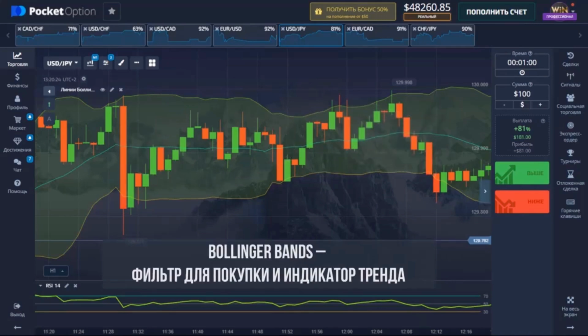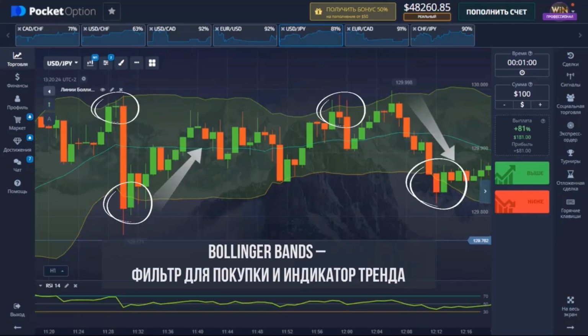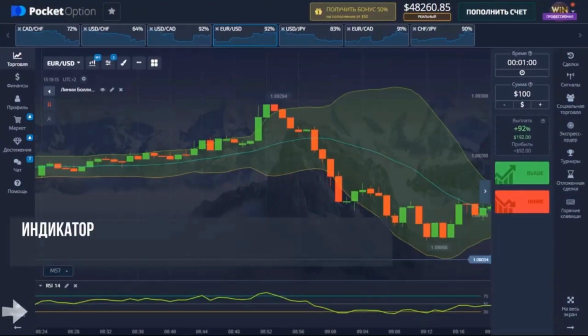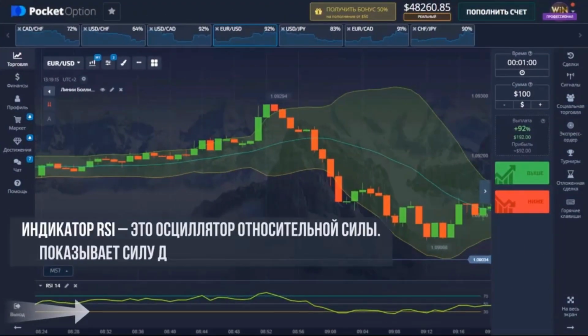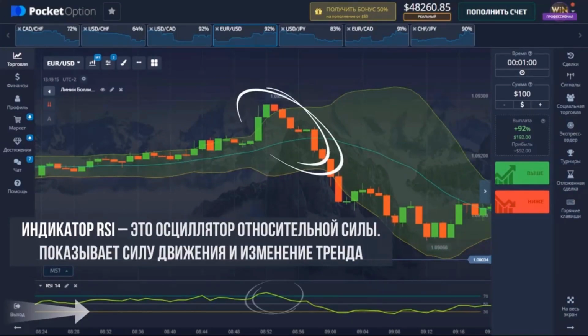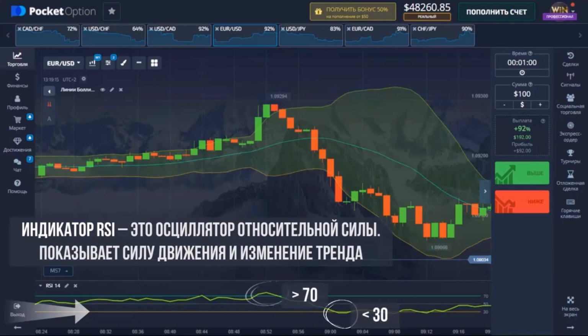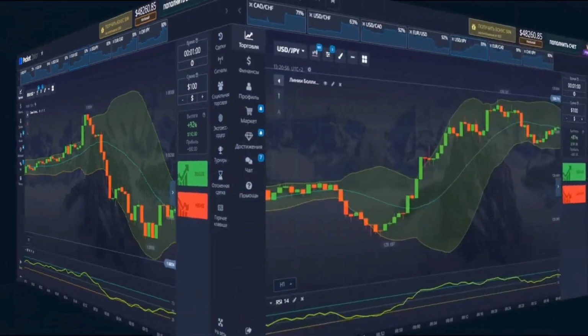Bollinger Bands act both as a filter for buying options and as an indicator that shows the trend on the chart. The RSI indicator is a relative strength oscillator that shows the strength of price movement and signals a possible trend change when its values enter the oversold zone below 30 or the overbought zone above 70.